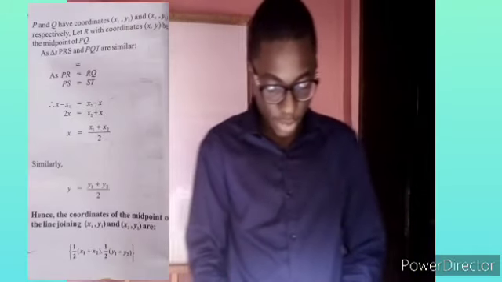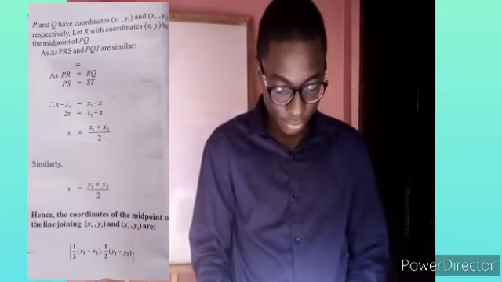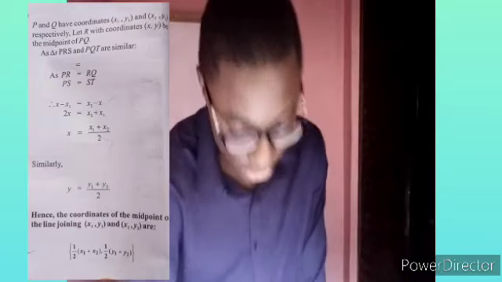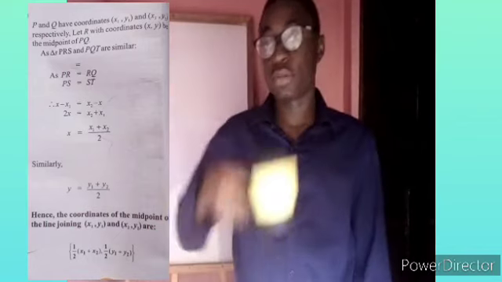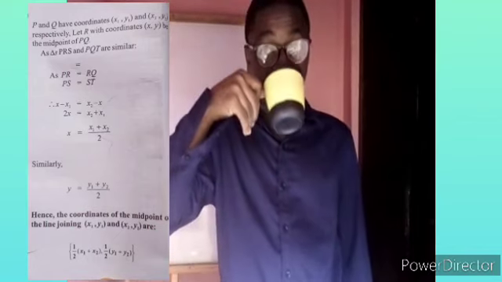So let's talk about the midpoint of a line segment. Basically, the midpoint of a line segment is a point on the line which is equidistant from its ends. That's what's known as the midpoint of a line segment.